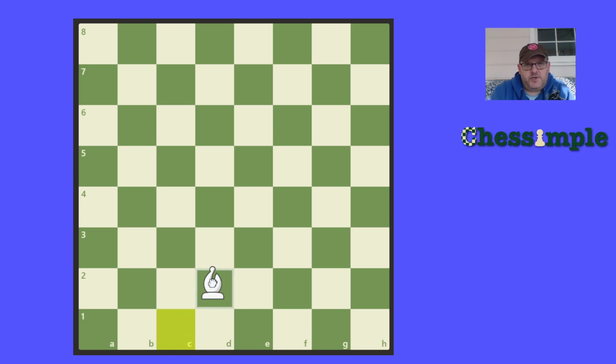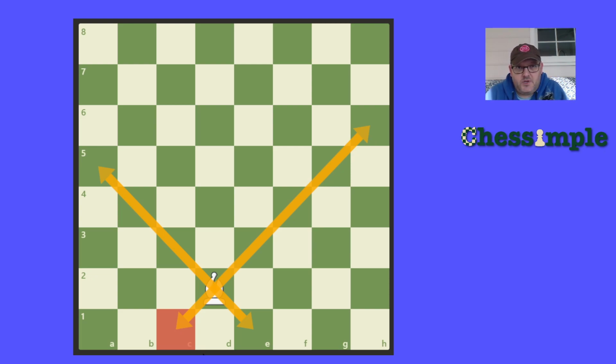And let's just look at the squares it covers from each of its natural developing squares, which would be D2, E3, F4, and G5. So let's look at D2 first, and let's just look at the squares that it covers. It covers the E1 to A5 diagonal, and it covers the C1 to H6 diagonal.